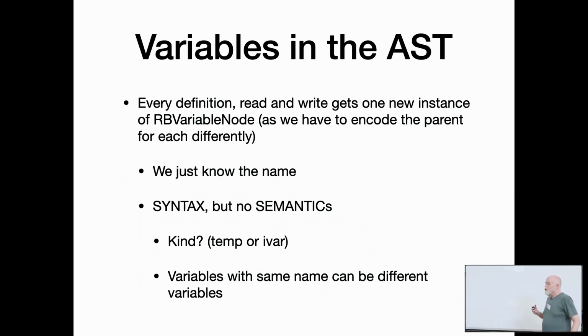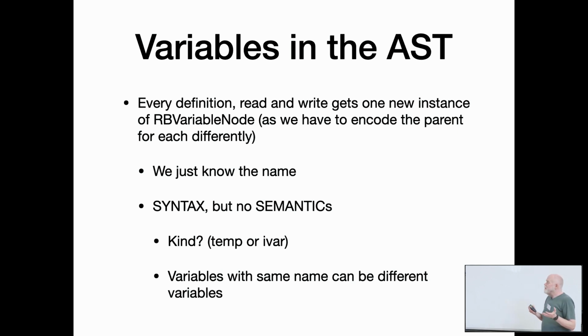On the level of the AST, as you saw, it's just RB variable node x. We have no idea what that is. Every use of the variable on the AST gets its own instance of a node named x, because the AST needs to model the structure. That means you need a new instance because you have another parent of the node. So every use, the definition itself, every read, every write, the left-hand side of the assignment, is a new instance of RB variable node. And we know nothing about it. We only know this is a variable named A.